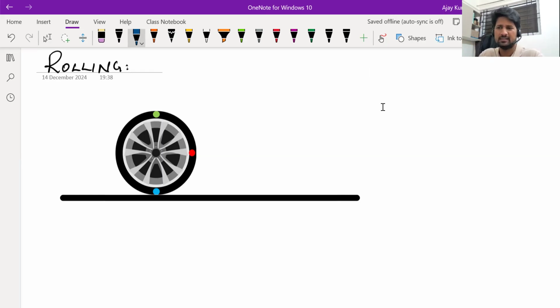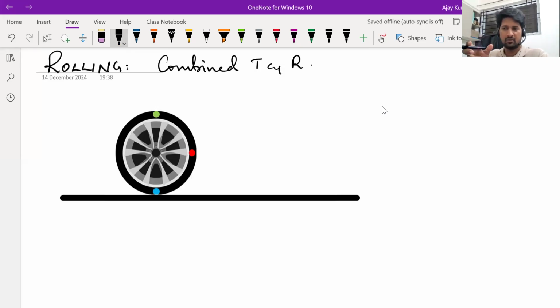Most common example is a wheel, wheel of a moving vehicle. Rolling is a case of combined translation and rotation, obviously. For example, if you consider the wheel of a vehicle, the wheel will be rotating around the axle and the axle will be moving forward. Okay, the wheel of a moving vehicle. Fine. So assume this wheel that you see on the screen is rolling in the forward direction. Okay. So it's a case of combined translation and rotation.